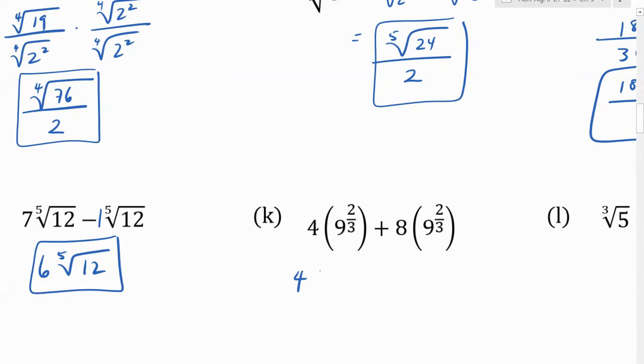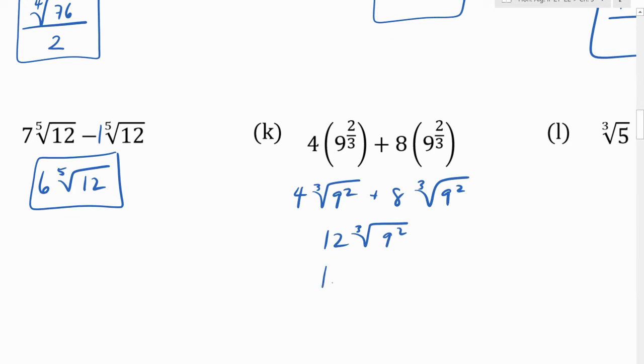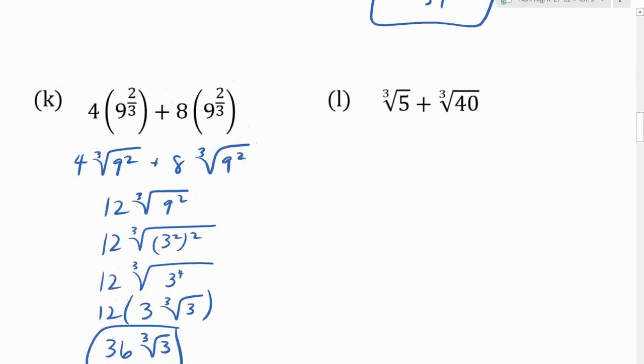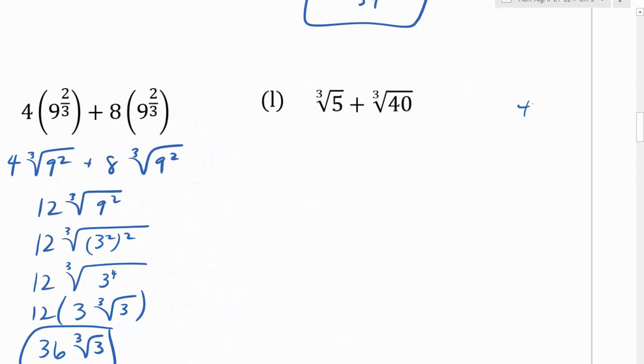This is 4 on the cube root of 9 squared plus 8 on the cube root of 9 squared, which gives me 12 of these cube root of 9 squareds. However, this will definitely clean up because a 9 squared is a 3 to the 4th. So I can bring one of the 3s out, leave one of the 3s under, and end up with this. Okay, let's see. Can I clean up the cube root of 40? Oh, I can because 8 goes into it.